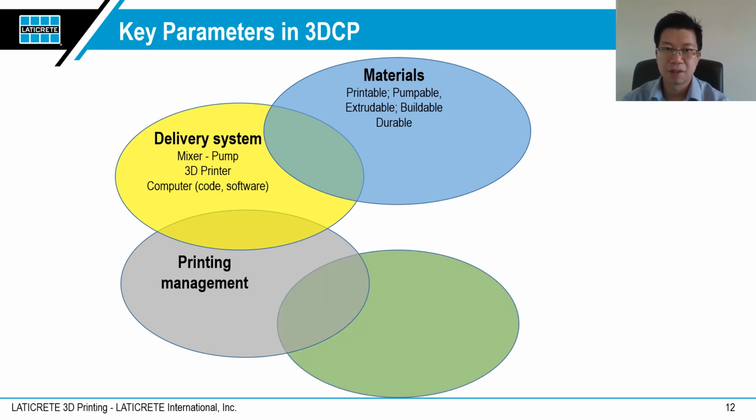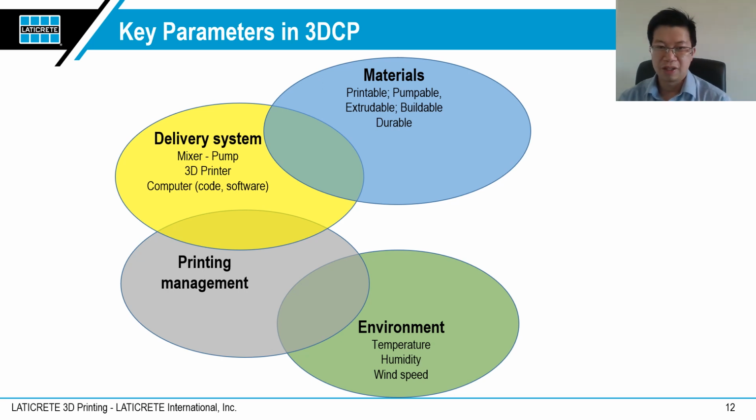Another aspect that needs to be considered during the printing is the environment. Printing in different environments might affect the properties of the materials used. For example, when printing in a hot area or outdoors during the summer, the materials might cure faster as compared to when we print in a cold area or during the wintry season. The environment especially needs to be considered when we do the print not in a well-controlled environment.